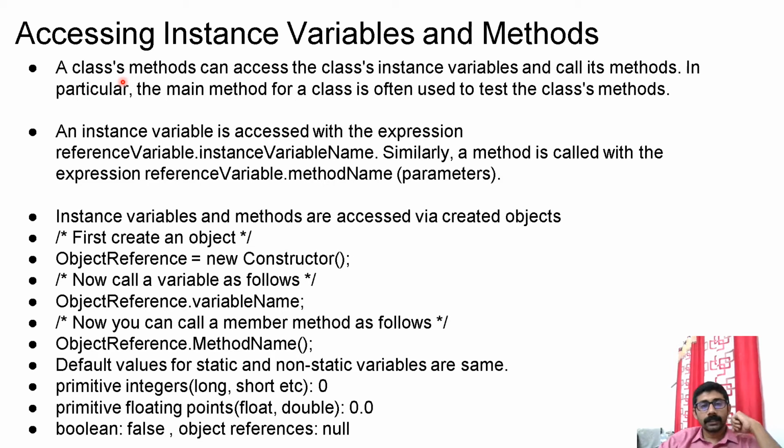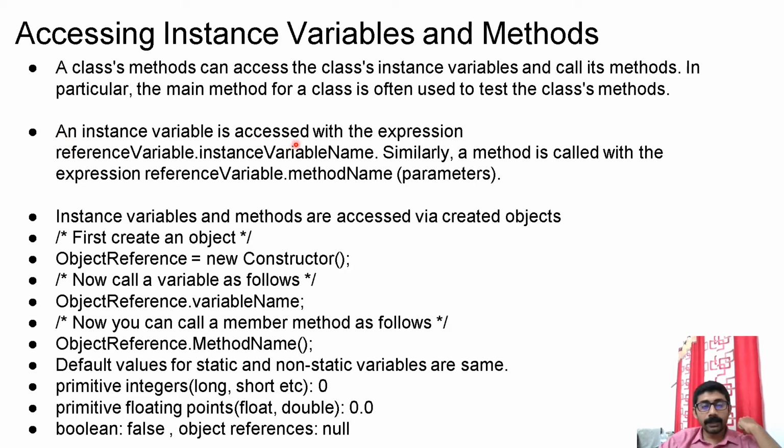A class's methods can access the class's non-static or instance variables and call its non-static or instance methods. In particular, the main method for a class is often used to test the class's methods. But main method is a static method. We will come to that.